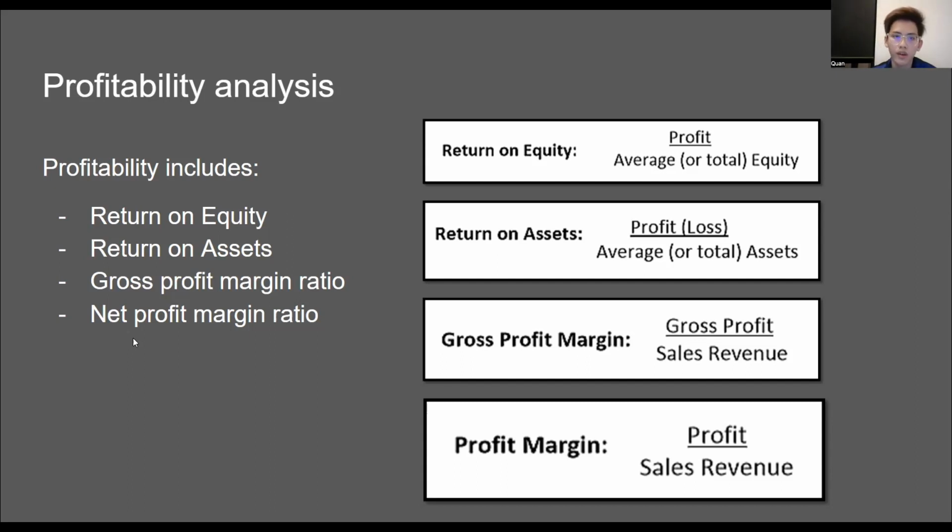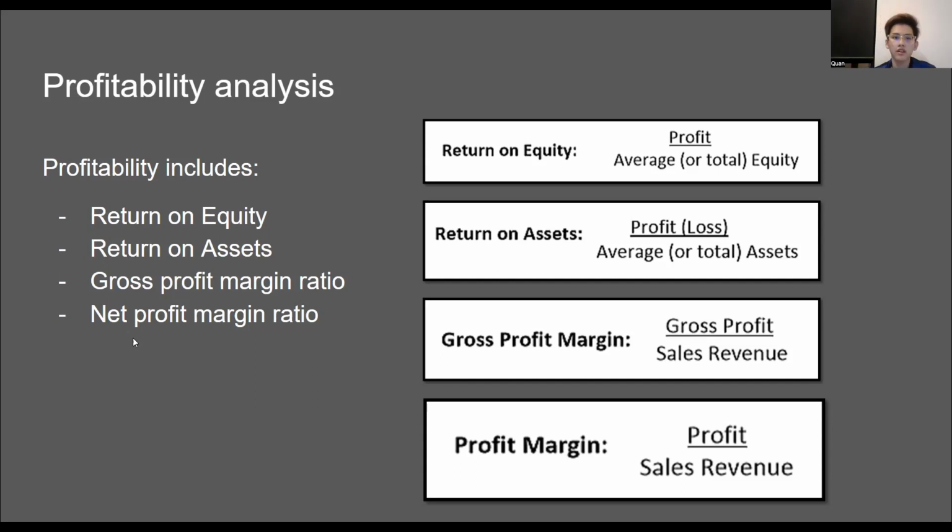The return on equity is a financial ratio that measures the profitability, efficiency, and capital structure of a company. A high return on equity generally indicates a company is generating a strong return on investment for its shareholders. Return on assets is a financial ratio that measures a company's profitability in relation to the total assets it owns.